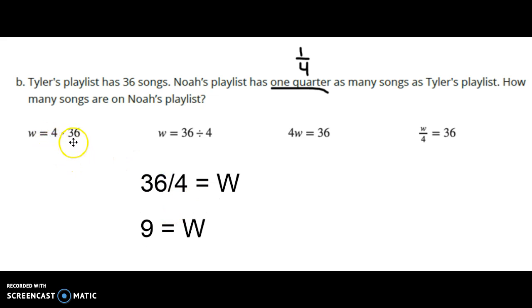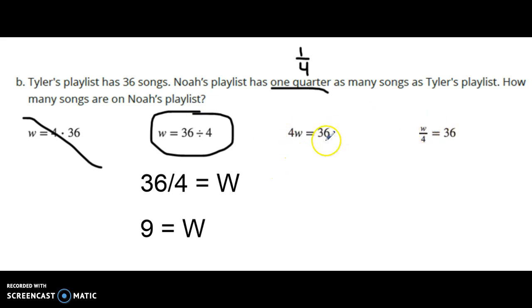So even look at this first one. W is isolated, so I'm going to leave it isolated. It says W equals 4 times 36. That's the opposite of what I have. And 4 times 36 is certainly not the same thing as 9. So I'm going to cross that out. W, isolated, equals 36 divided by 4. That's exactly what I have here. And that works out to be 9, so I know that that's correct.